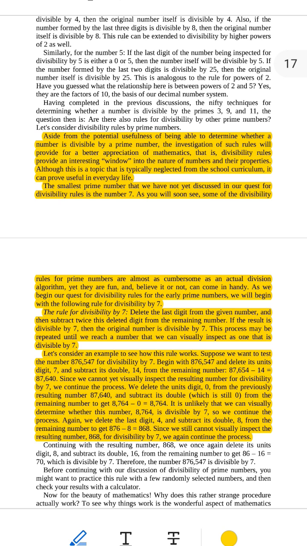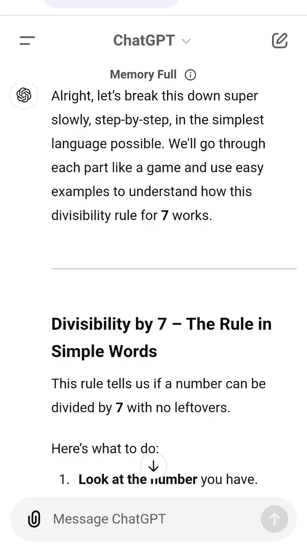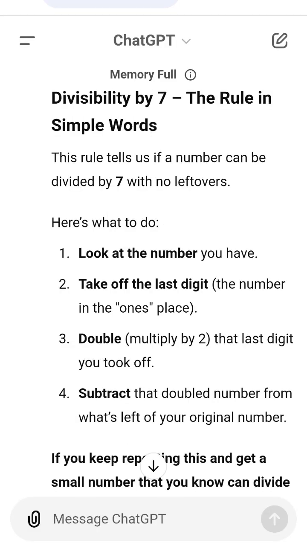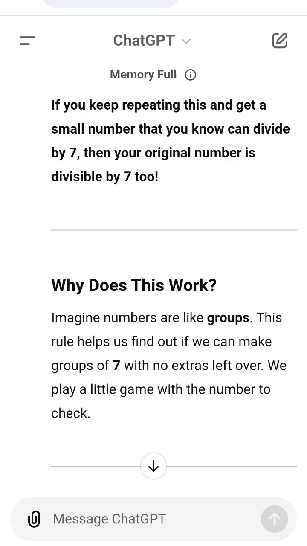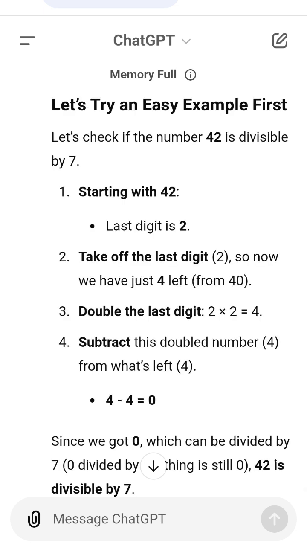A bigger example, checking if 876 is divisible by 7. Let's go through this in little steps. 1. Starting with 876, last digit is 6. 2. Take off the last digit. Now we have 87 left. 3. Double the last digit, 6. 6 times 2 is 12. 4. Subtract 12 from what's left, 87. 87 minus 12 equals 75.